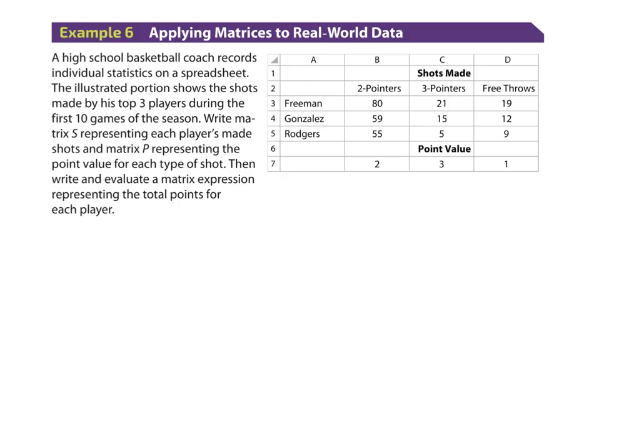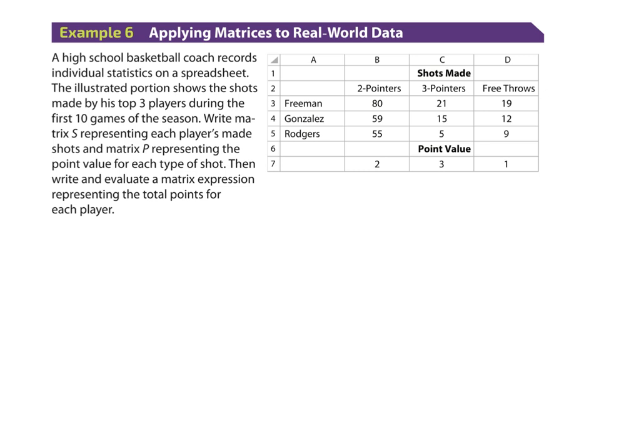All right. You can use matrices to set information up that's easy to see, and then you can quickly do some matrix multiplication to calculate more information. A high school basketball coach records individual statistics on a spreadsheet. The illustrated portion shows the shots made by his top 3 players during the first 10 games of the season. Write matrix S representing each player's made shots, and matrix P representing the point value for each type of shot. Then write and evaluate a matrix expression representing the total points for each player.